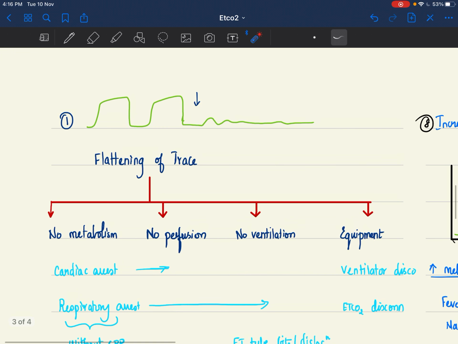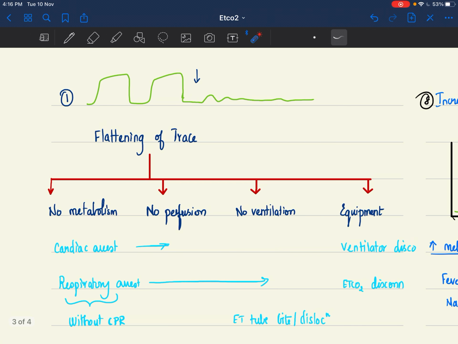What about the changes? So, this is one where the patient was breathing okay, represented by these normal waveforms, and suddenly it is flatlining. So, this flattening of trace could be due to a problem in metabolism, perfusion, ventilation, or an equipment failure. If there is no metabolism, no carbon dioxide is going to be formed. If there is no perfusion, as in a cardiac arrest, again no carbon dioxide, hence flatlined. If there is no ventilation, as in apnea, respiratory arrest, then no exhalation of air, no carbon dioxide. If all of these are working fine, but the equipment is not detecting the carbon dioxide exhaled, then again you are going to have a flattening of curve.